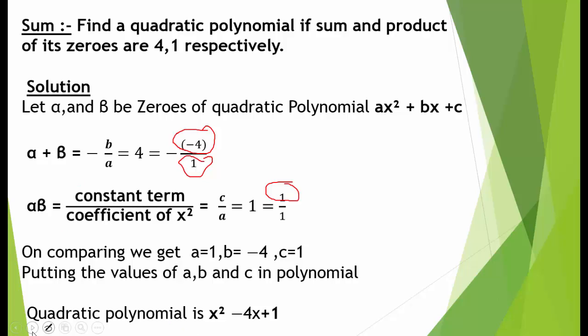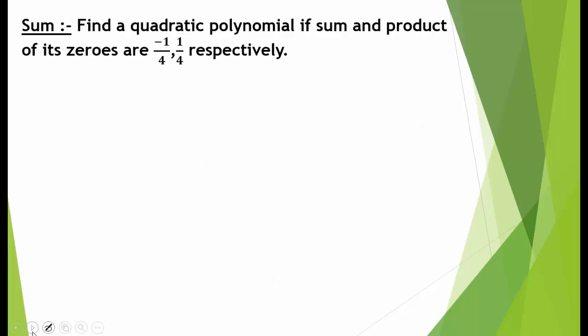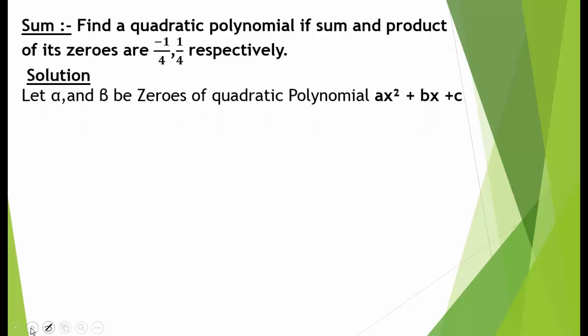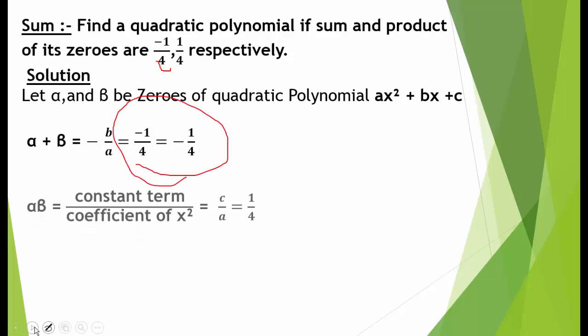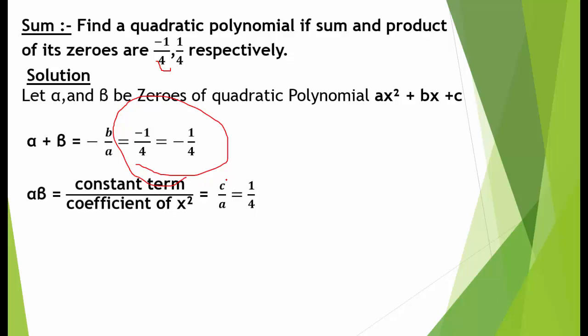Now find a quadratic polynomial if sum and product of its zeros are minus 1 by 4 and 1 by 4 respectively. Now again let alpha and beta are the zeros, and alpha plus beta, that is sum of zeros, is given minus 1 by 4. Now product of zeros, and product of zeros is c by a, that is 1 by 4.